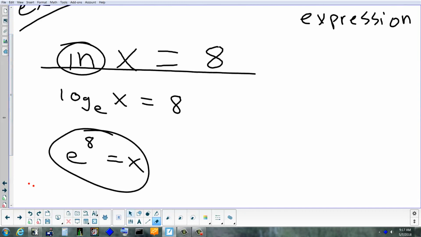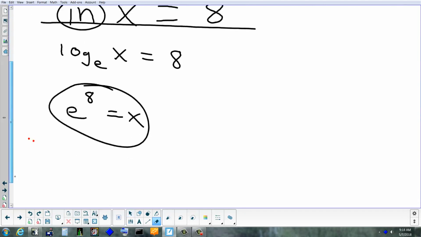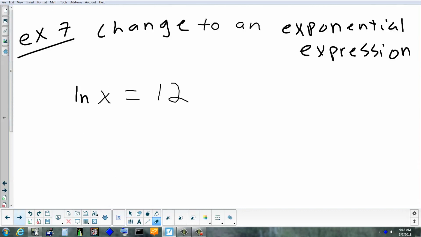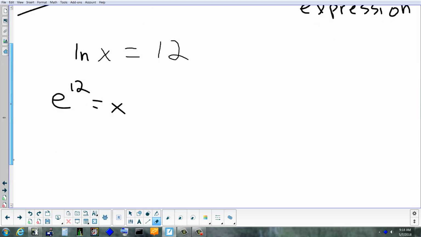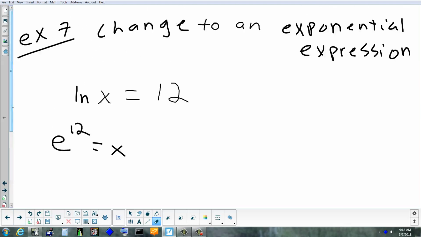Any questions on that? All right. That's another one that's pretty much the same. So that would be e to the 12th equals x. If you want to practice that on your own, you can, but it's exactly the same as the last one.